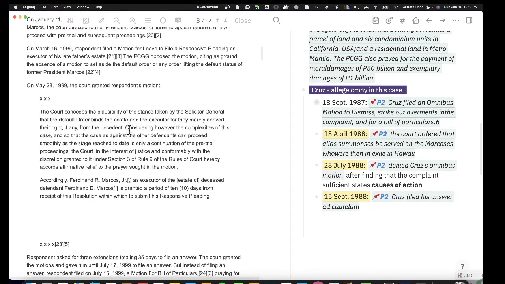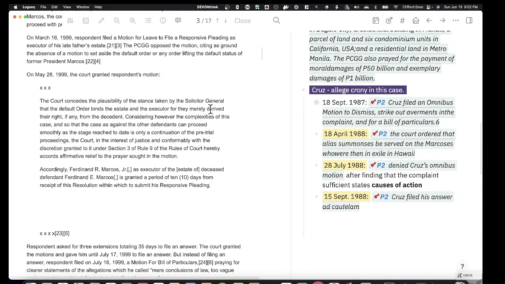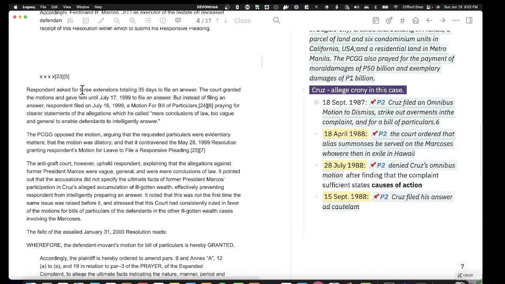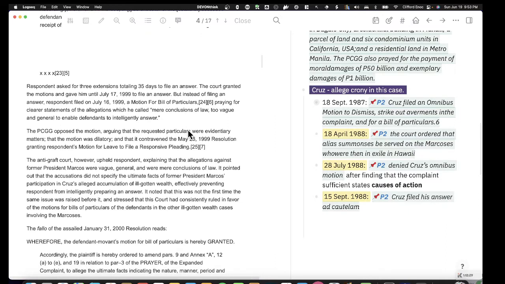The court conceded. Respondent asked for 3 extensions, a total of 35 days, to file an answer. The court granted the motion, giving until July 17 to file an answer, but instead of filing an answer, respondent filed a motion for bill of particulars, praying for a clearer statement of allegations, calling them mere conclusions of law, too vague.